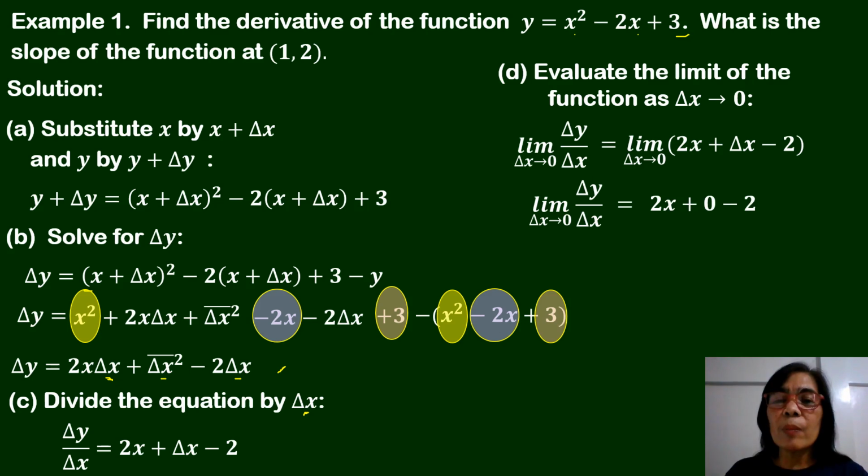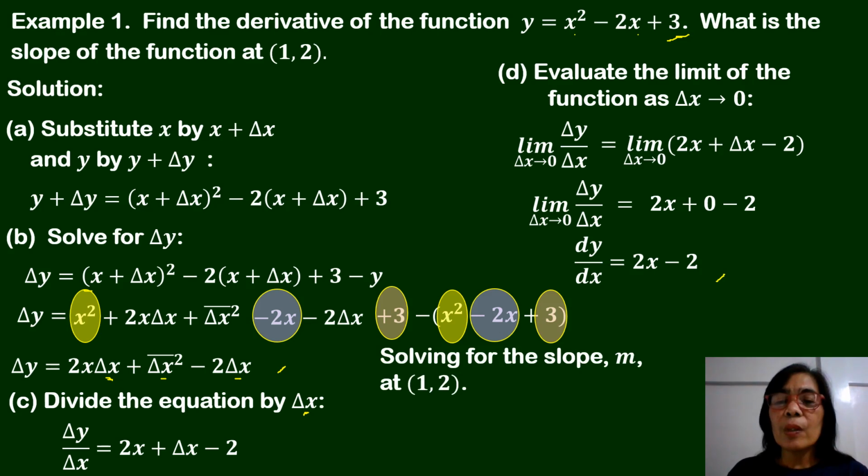And we know in symbol that the limit of delta y over delta x as delta x approaches 0 is the derivative of y with respect to x, that is now equal to 2x minus 2. This function now represents the equation of the slope of the graph of this function at any point.